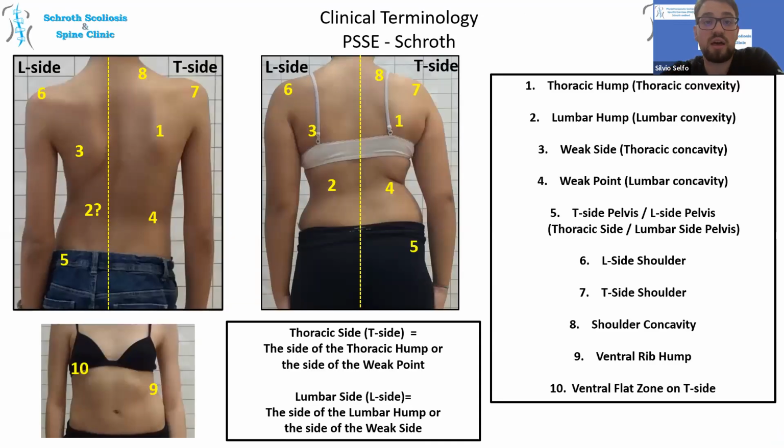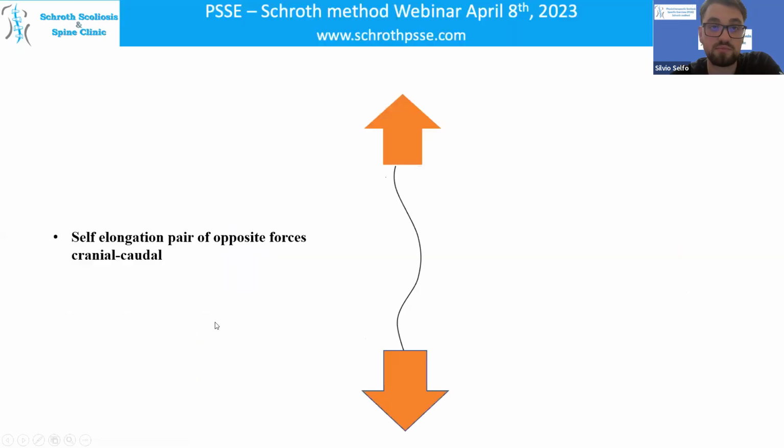In our school, we have a specific clinical terminology to describe the concave or the convex parts of the curve. We use thoracic side to describe where is the part of the thoracic hump. We use a lumbar side for the lumbar prominence. And in the frontal view, we will see ventral rib hump with number 9, and number 10 we'll see ventral flat zone on this side.